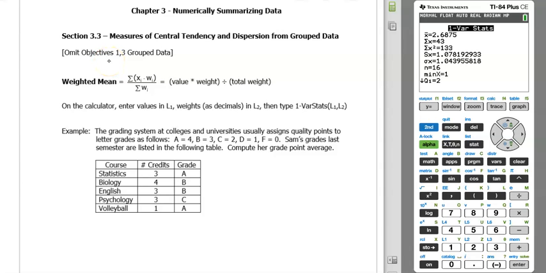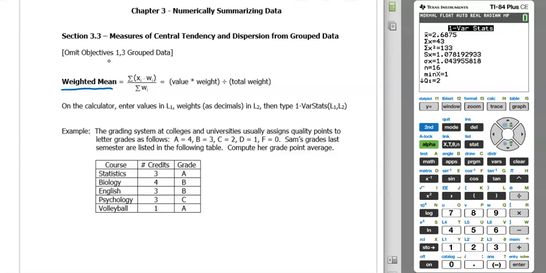Hello everyone, welcome to part 3 of the chapter 3 videos, where we're going to introduce in section 3.3 a new vocabulary word, which is the weighted mean. And we have a formula here of how we're going to find the weighted mean. This is a familiar idea, though.